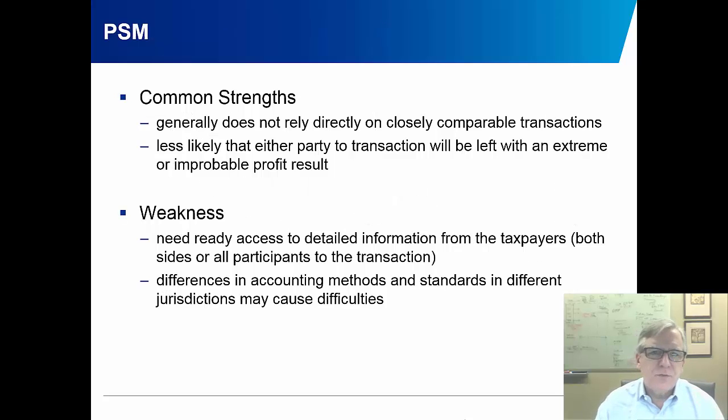The common strength of the profit split method is that it generally doesn't require that you are able to observe really close comparable transactions. You do have to have them for the base rate of return that you use before you get to the residual, but then you just split the residual based upon a reasonable measure of the contribution. And one of the big advantages here is that it's unlikely that either party to the transaction is going to be left with a very extreme or improbable result.